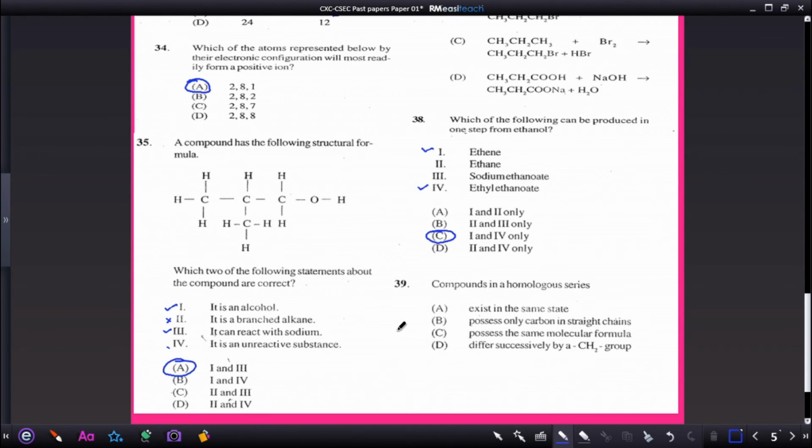Alright. 39. Compounds in a homologous series exist in the same state, not true. Possess only carbon in straight chains, not true. Possess the same molecular formula, not true. They differ by successive CH2 groups, which is the alkylene group. This right here is methylene. So they differ by a methylene group, which is true.